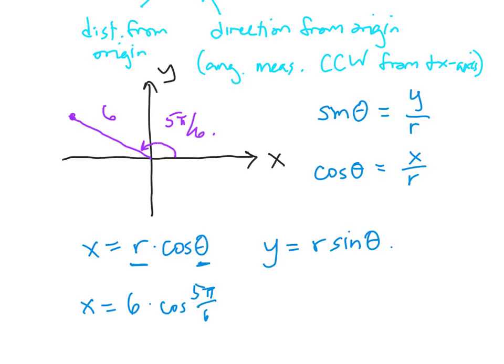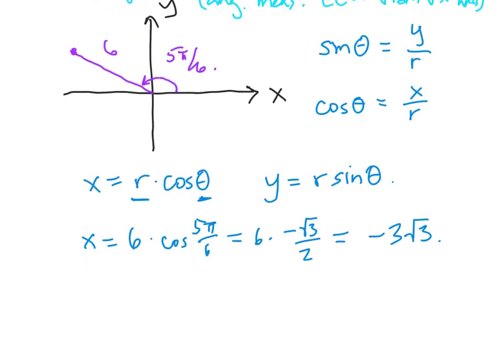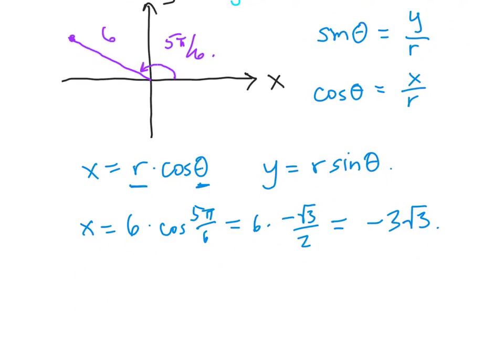which I think, if I remember correctly, that's 6 times negative root 3 over 2, and that's going to be negative 3 root 3. And then my y-coordinate, that's going to be 6 times sine of 5 pi over 6. That's going to be 6 times, I believe that's 1/2, which gives me positive 3.